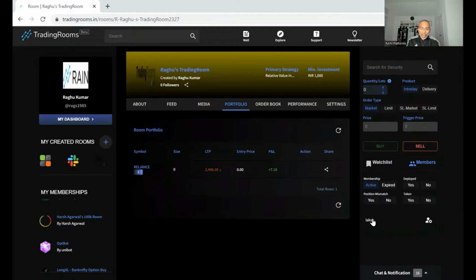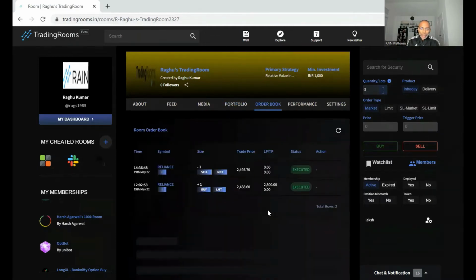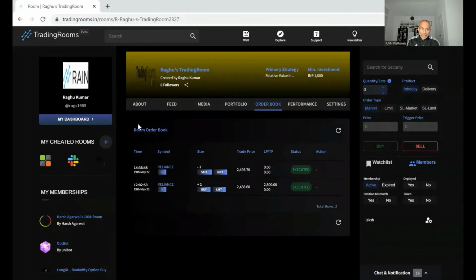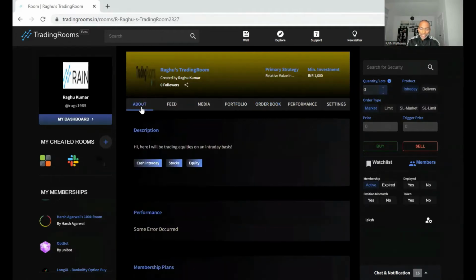Now, what I want to do right now is really quickly show you some things related to how you can start trading on your room. So let's now keep our focus on the right here. On the right, this is where you will be able to search for different securities and trade them.